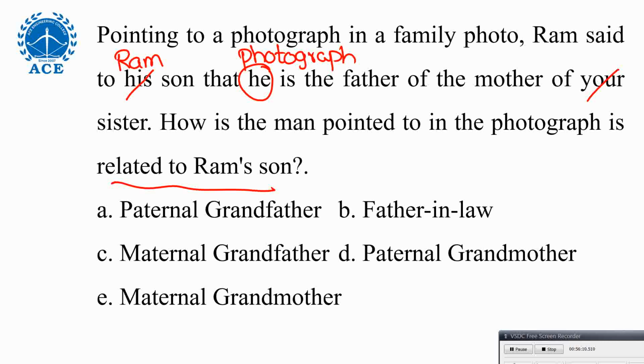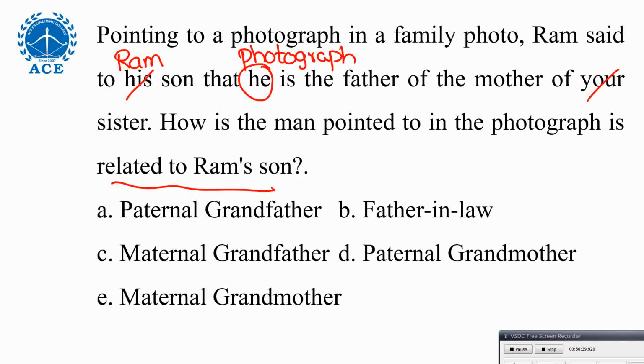Here three things are there: Ram, Ram's son and the photograph guy. The person in the photograph is Ram's son's sister's mother's father. So how is Ram's son related to the photographer? That is the question, right?